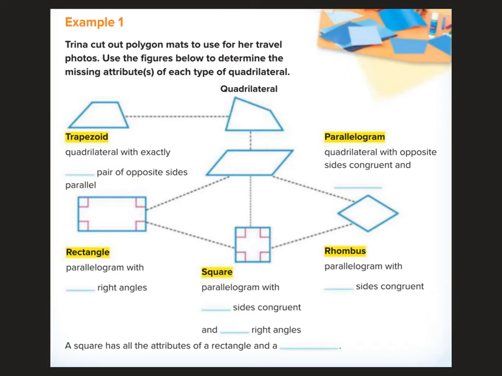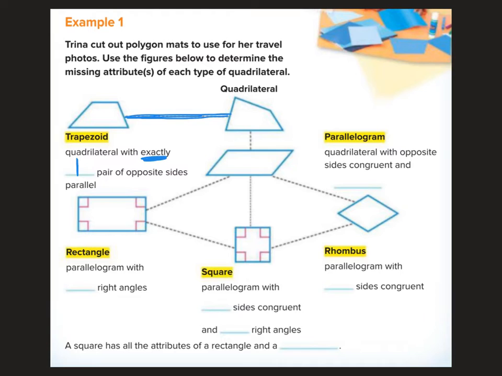Okay, Trina cut out polygon mats to use for her travel photos. Use the figures below to determine the missing attributes of each type of quadrilateral. So this is similar to the one that I always do. Mine's kind of more of a chart, but this one works too. So a trapezoid, we kind of have our quadrilaterals here. We have got two options. We can go this way to trapezoid that has one pair of opposite sides that are parallel.